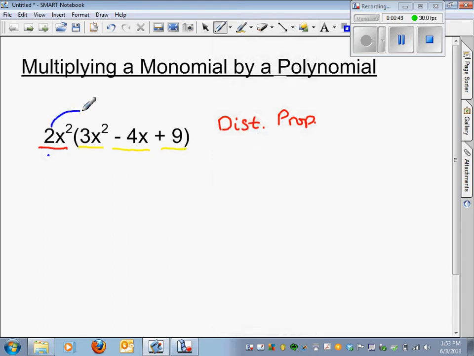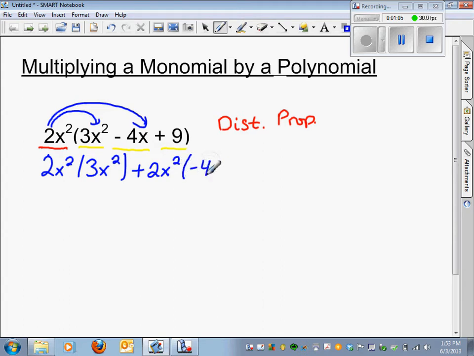So we multiply 2x squared times 3x squared. Then the 2x squared will be multiplied by the second term, which is a negative 4x. Remember that symbol is associated with the term behind it. And the 2x squared also gets multiplied by the 9. So we have just taken the 2x squared and distributed it to each one of the terms inside our polynomial.